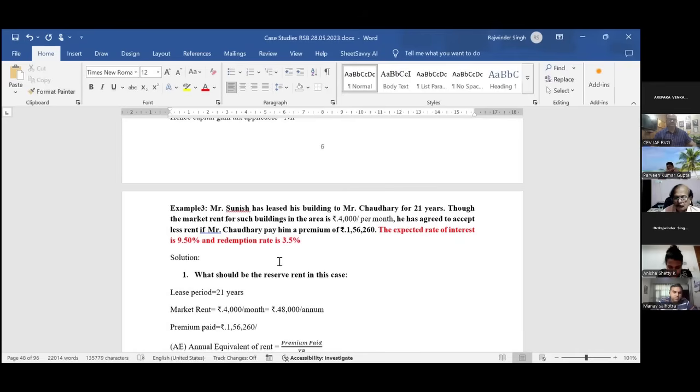Yesterday we did a question. Mr. Sanish has leased his building to Mr. Chaudhary for 21 years. Now the market rent for such a building in the area is 4,000 per month. He has agreed to accept less rent if Mr. Chaudhary pays him a premium of 1,56,200. The expected rate of interest is 9.5% and the redemption rate is 3.5%.